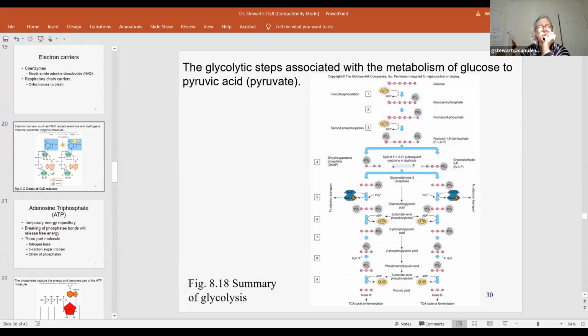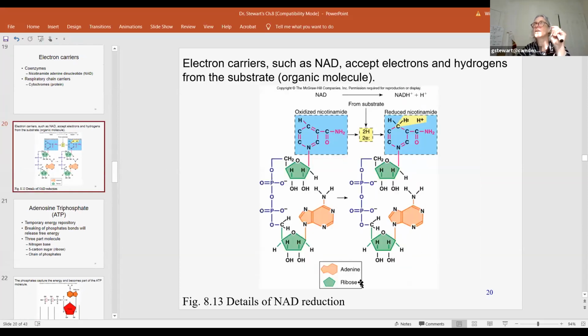So this is the most common electron carrier. FADH2 is exactly the same, except instead of nicotinamide up here, there's a flavin molecule, but it's also a dinucleotide.